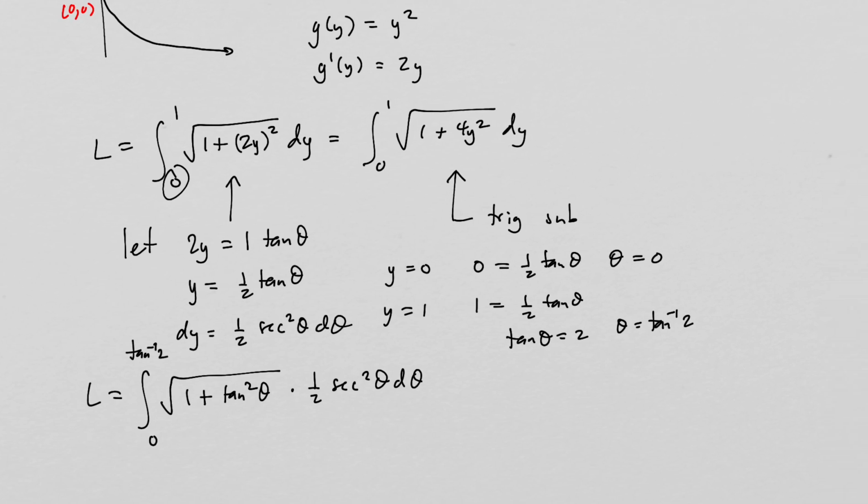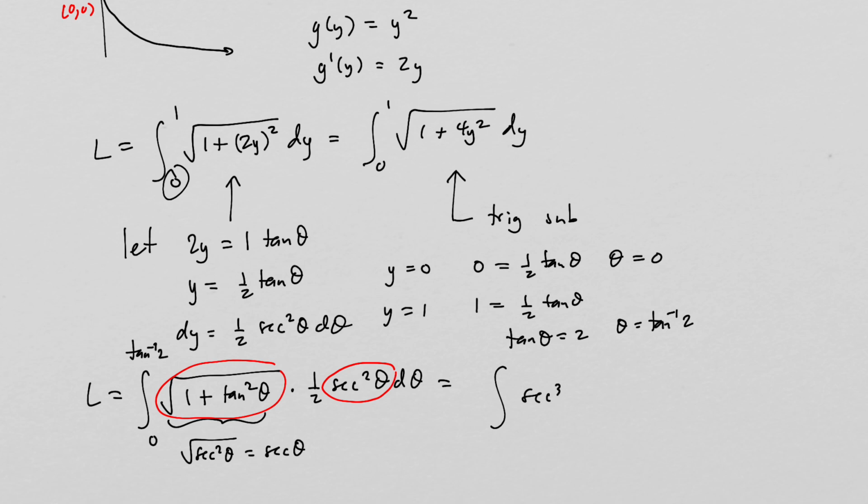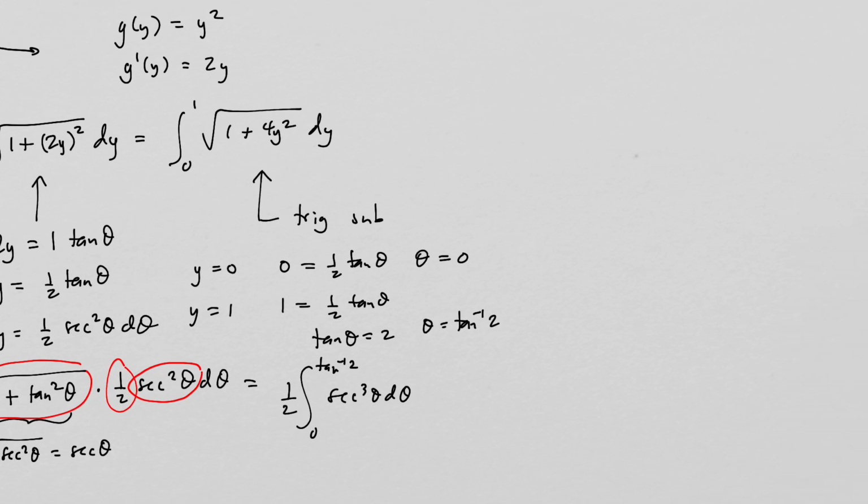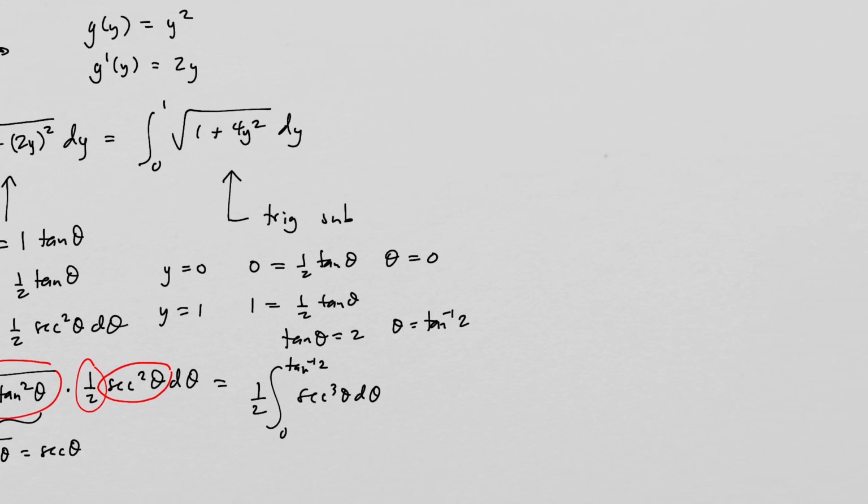Now let's go ahead and complete this. The square root of 1 plus tangent squared is the same as the square root of secant squared, which is secant. And so what we have here is secant right here multiplied by secant squared. That's secant cubed. And the limits are the same. And then we get a 1/2 on the outside from the 1/2 that you see here. Now we just have to integrate secant cubed.